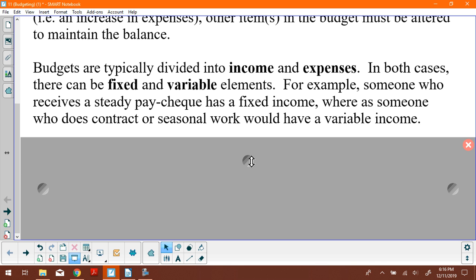Whereas someone who does contract or seasonal work would have a variable income, right? It's based on what you've done, and so you don't know exactly how much is coming in, right? Which can make it a bit more of a challenge trying to figure out what your budget would look like.